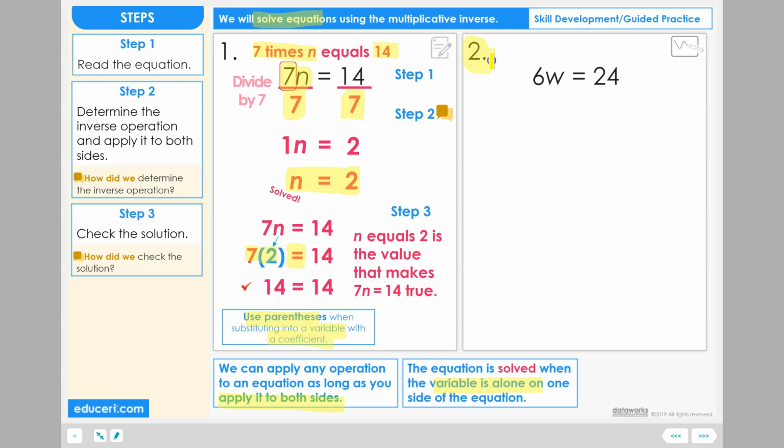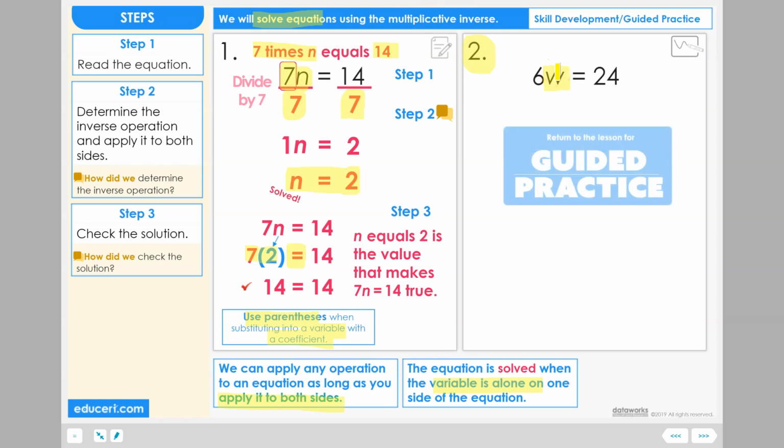You are now ready to solve equation number 2 using the multiplicative inverse to get the variable w alone on one side.